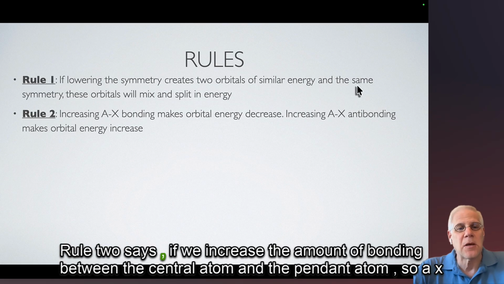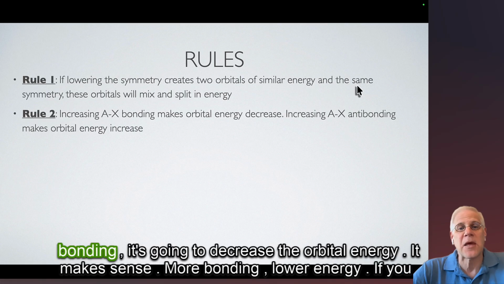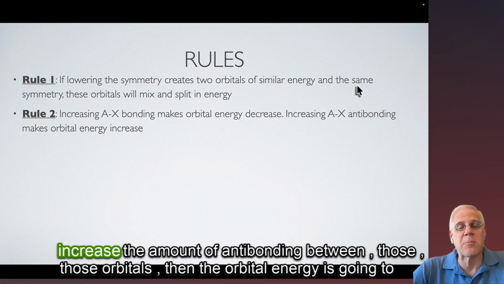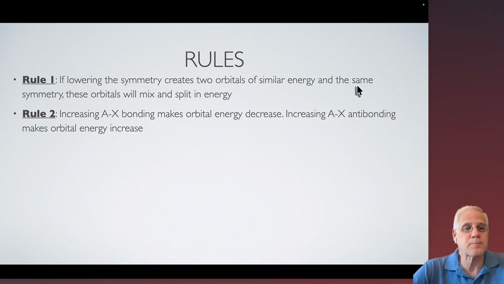Rule 2 says if we increase the amount of bonding between the central atom and the pendant atom, so AX bonding, it's going to decrease the orbital energy. It makes sense, more bonding, lower energy. If you increase the amount of anti-bonding between those orbitals, then the orbital energy is going to increase.